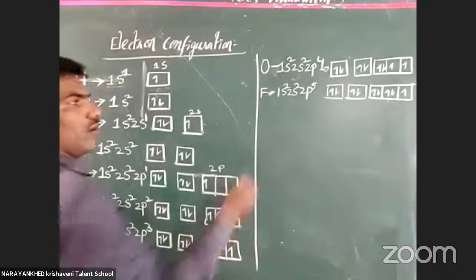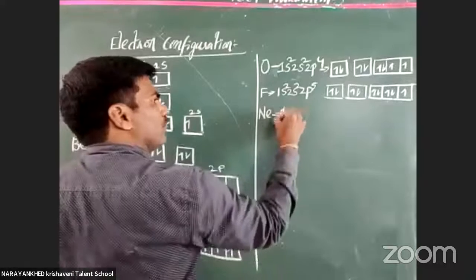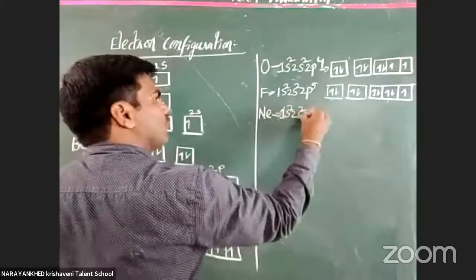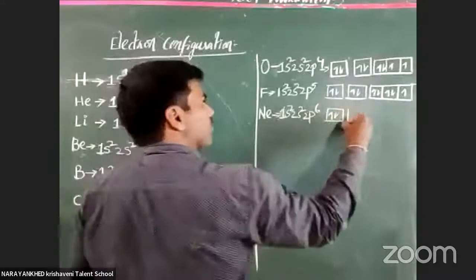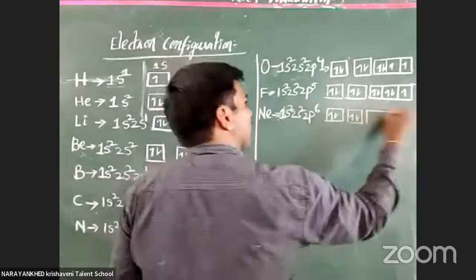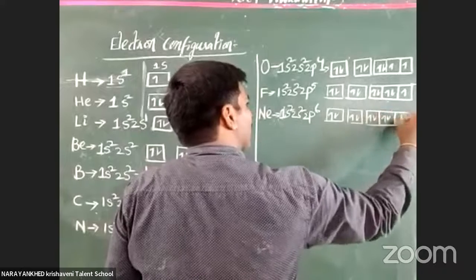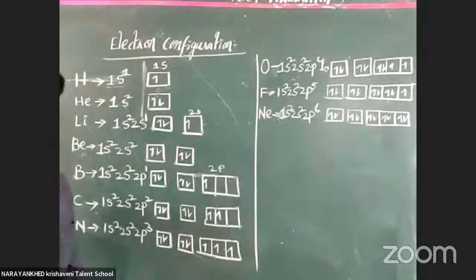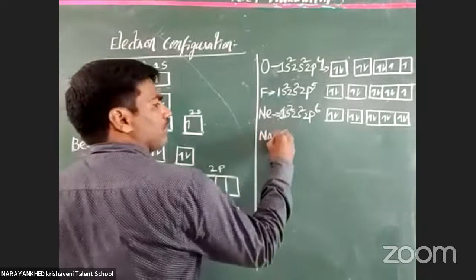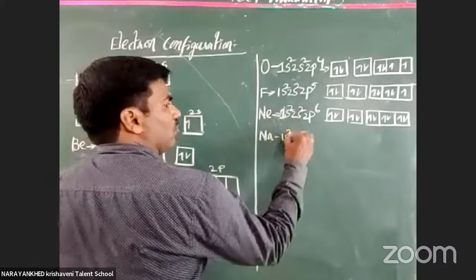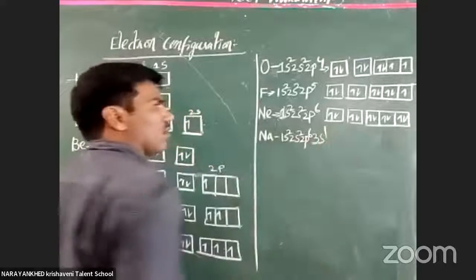Yeah, next after this, neon. 1s2, 2s2, 2p6. Next after neon we have sodium. 1s2, 2s2, 2p6, 3s1. Got it or not?